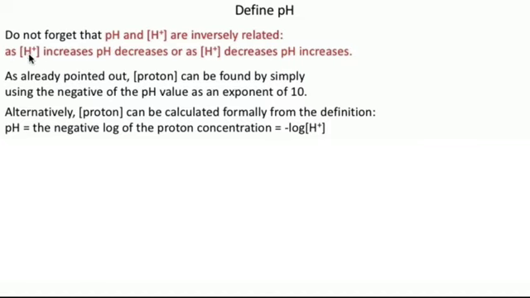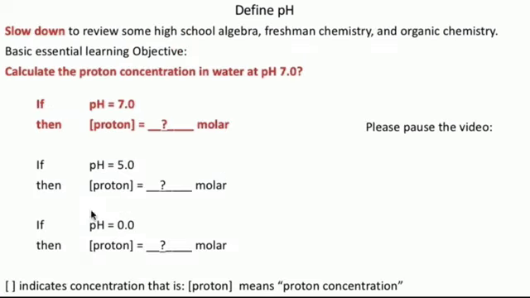That means if the proton concentration increases, the pH decreases. If the proton concentration decreases, the pH increases. People just do that flip in their minds sometimes. It's something to keep in mind. We've already said what the proton concentration is at a pH of 7. In your mind, will you do a pH of 5 and a pH of 0? Just a very quick review, and then we'll move on.